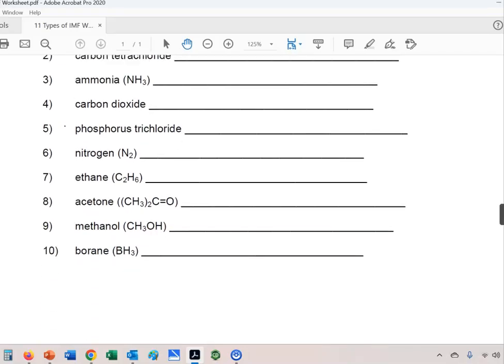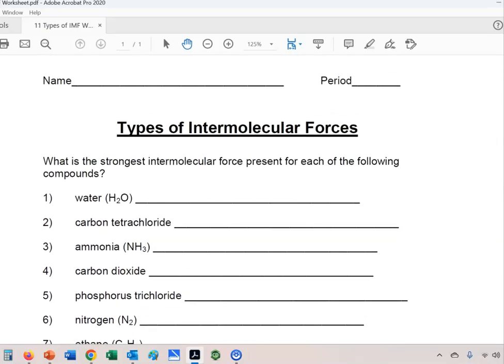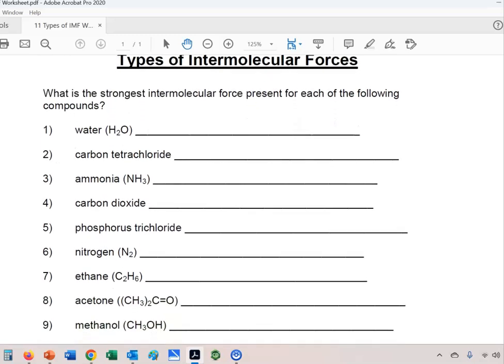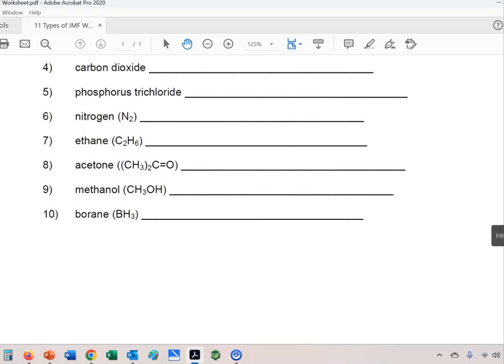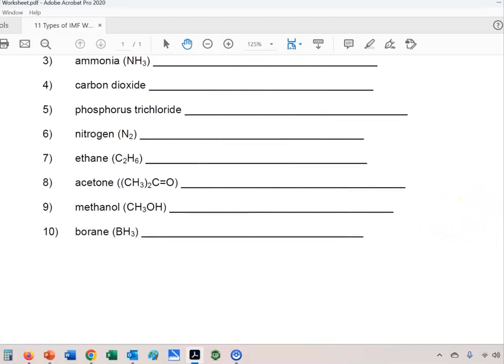And so you can very simply say, if it's nonpolar, it's going to be dispersion. If it's polar, but the molecule does not contain an NH or an OH, then it's going to be dipole-dipole. And if it's polar and the molecule does contain an NH or an OH, then it's going to be hydrogen bonding.